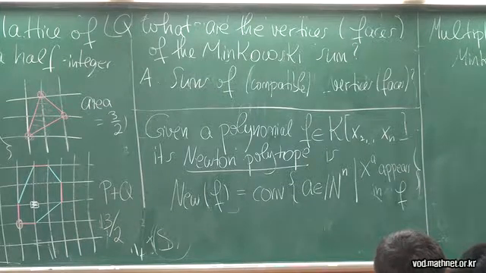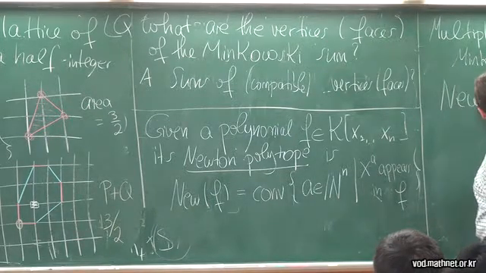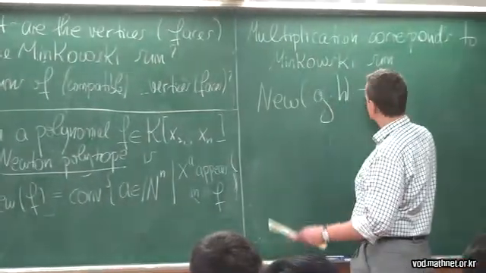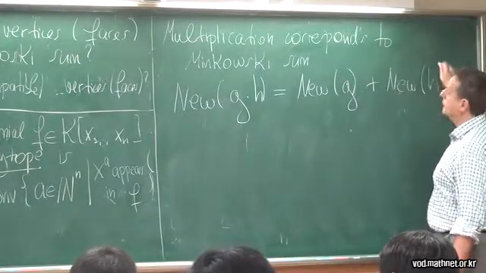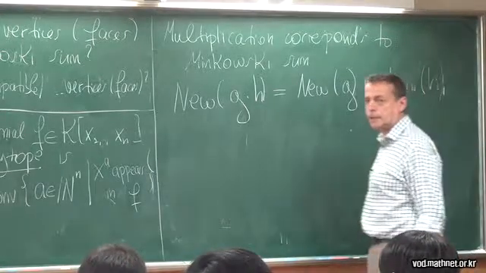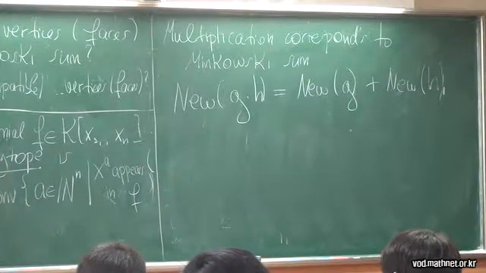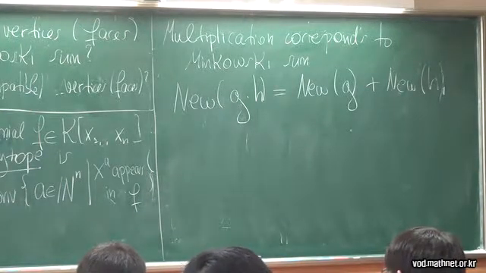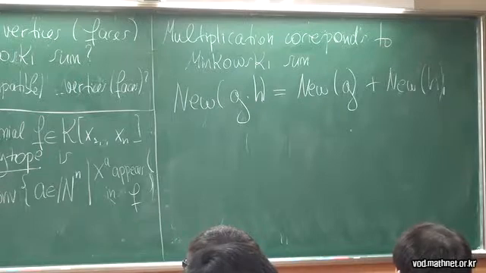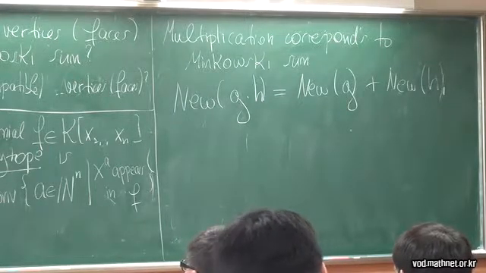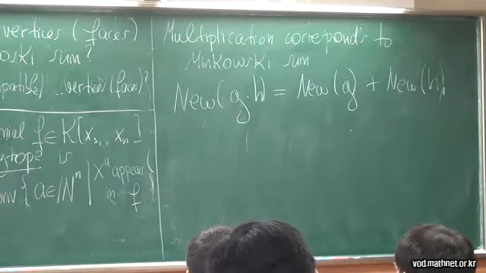Okay, so we have a homomorphism of the multiplicative semigroup of polynomials to the additive semigroup of polytopes, right? So nu of g times h is nu of g plus nu of h under Minkowski sum. So we have a homomorphism of multiplicative semigroups. We can, in fact, throw in addition, right? We can add polytopes, and we can also talk about convex hull of unions as being a kind of addition. Then this becomes a homomorphism of semi-rings.